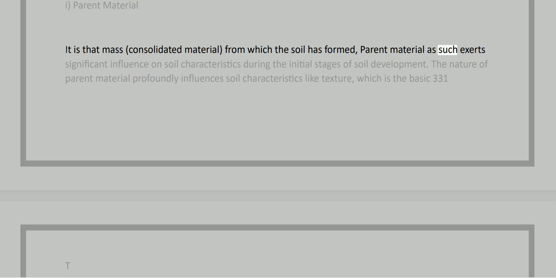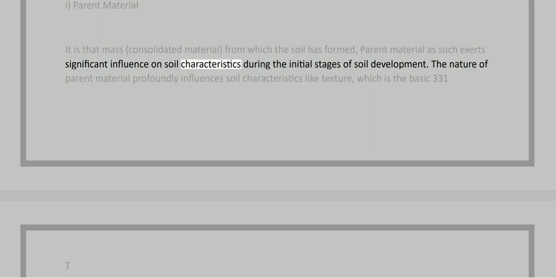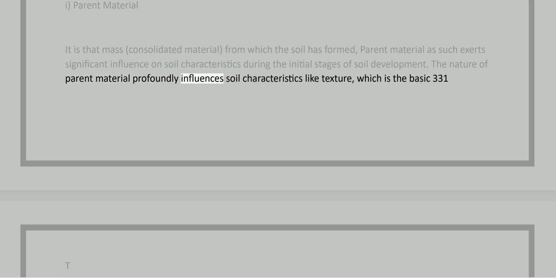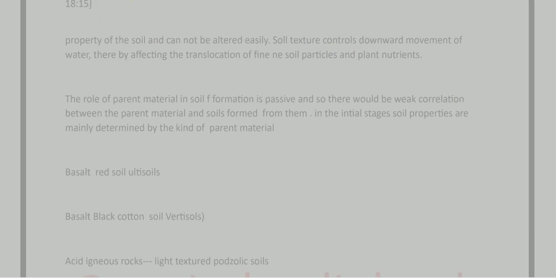Parent material as such exerts significant influence on soil characteristics during the initial stages of soil development. The nature of parent material profoundly influences soil characteristics like texture, which is the basic property of the soil and cannot be altered easily. Soil texture controls downward movement of water, thereby affecting the translocation of fine soil particles and plant nutrients. The role of parent material in soil formation is passive, and so there would be weak correlation between the parent material and soils formed from them.